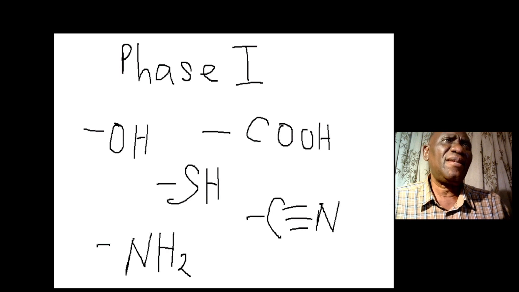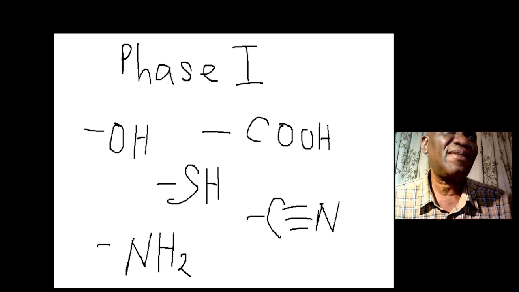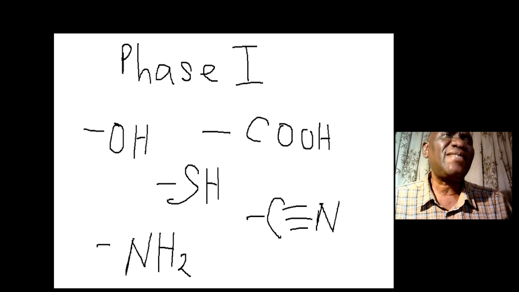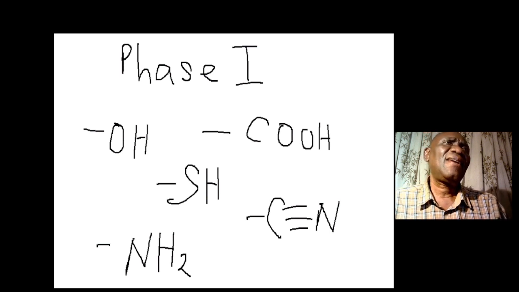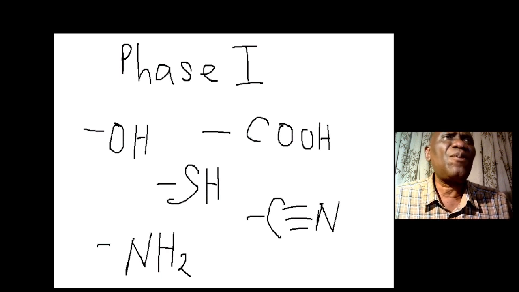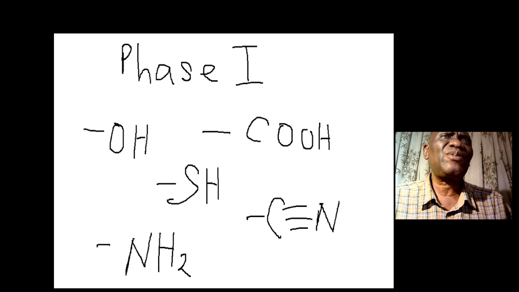Now, in phase 1, you can have a pesticide molecule being altered so that we have some radicals or functional groups, as they call them, being formed, like the OH, CO, OOH, SH, NH2, and CN. Now, when we have these being formed, the pesticide will start to lose its toxicity.